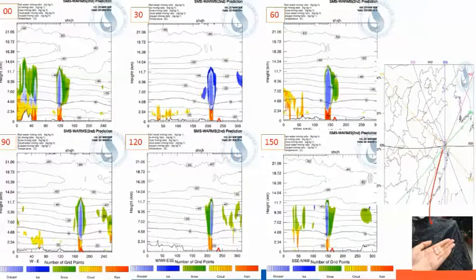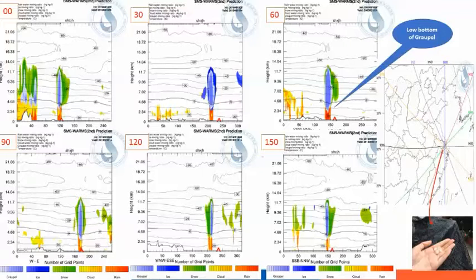Look at the vertical distribution of hydrometeors in the different directions. 1, 2, 3, 4, 5, 6 directions. Different numbers represent different cross sections. We found that the bottom of graupel is the lowest in the 60 direction, where the hail happens. So we can use these model products to strengthen our confidence in hail location forecasting.